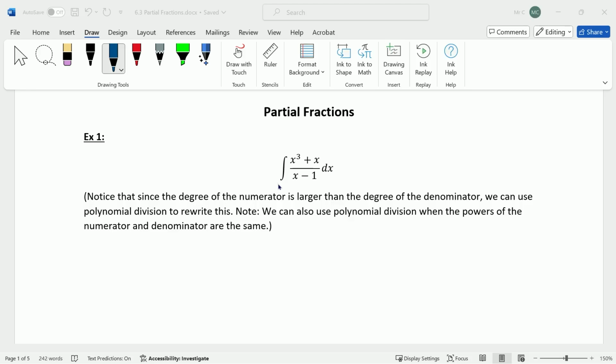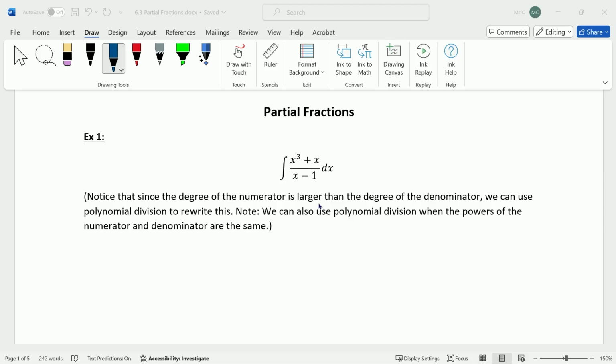So if we look at this example here, the integral of x cubed plus x over x minus 1 dx. What we notice is that there's no way to factor this and cancel the term in the denominator, so we can't simplify it, not as is. But also the power of the numerator is a third degree polynomial, and the denominator is just a first degree polynomial. So when this occurs, when the powers of the numerator and denominator are higher or the same, in this case, the power of the numerator is higher, we can use polynomial division to rewrite the expression.